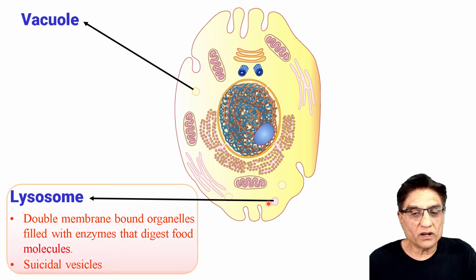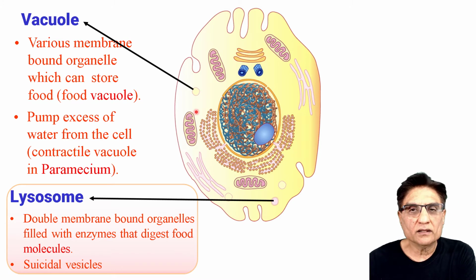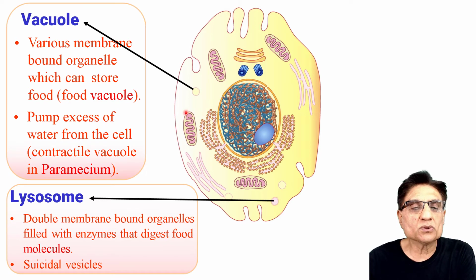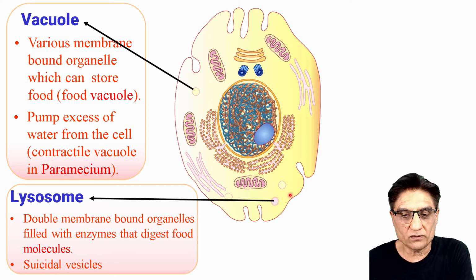But the vacuoles can be sacs of anything. They can be sacs of food, sacs of water, sacs of waste materials. So those are the vacuoles inside the cell. So the two sac-like organelles inside the cell are the vacuole and the lysosomes.